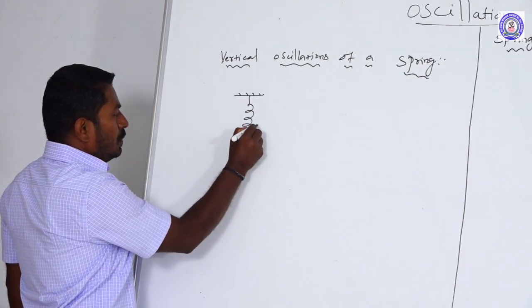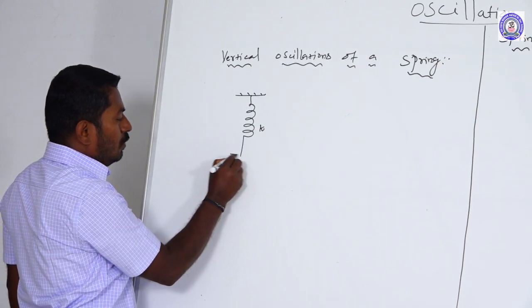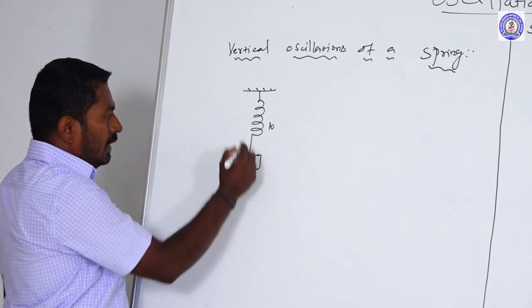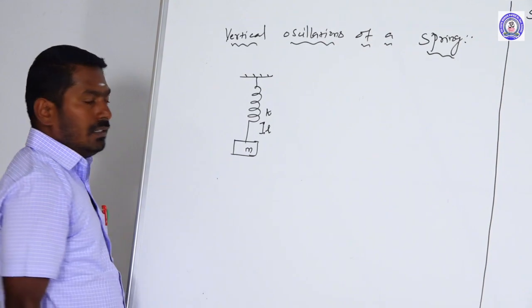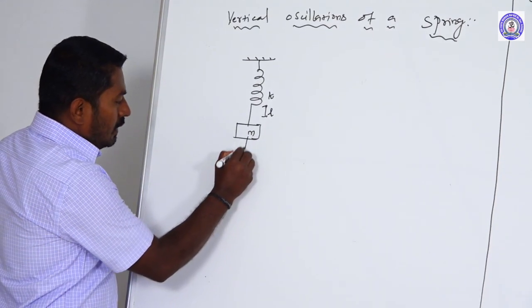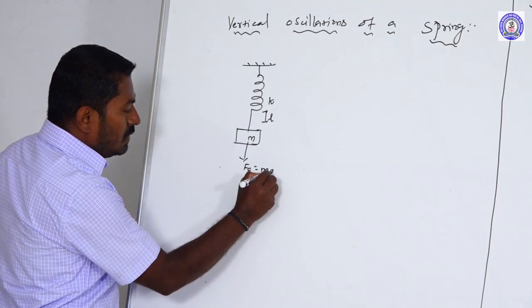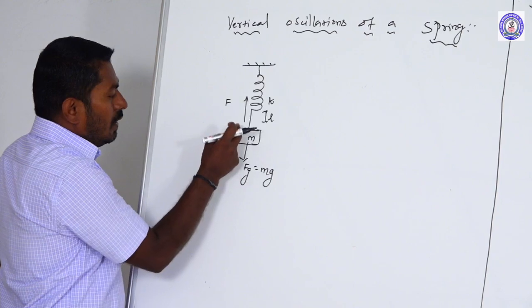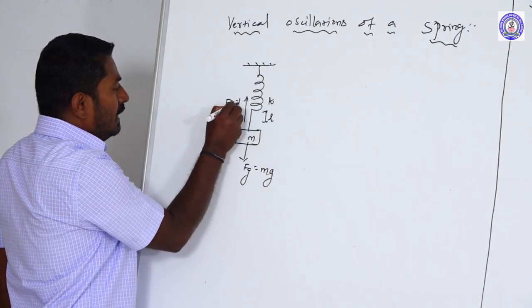The free end of the spring has a spring constant K, and the free end of the spring is loaded with the mass M. After connecting the load, an extension is produced in the spring through a distance L. Here, the gravitational force acts vertically downward, Fg, which is equal to mg. Then the restoring force exerted by the spring on the block is equal to minus KL.